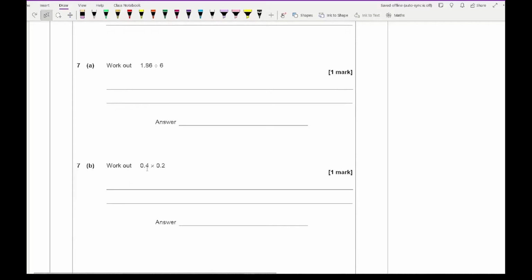So I'm moving on to question 7. So this is looking at decimal division. Now decimal division is done in the exact same way as normal division. The difference is we just need to make sure that we put our decimal point on top of the bus stop in the same position.